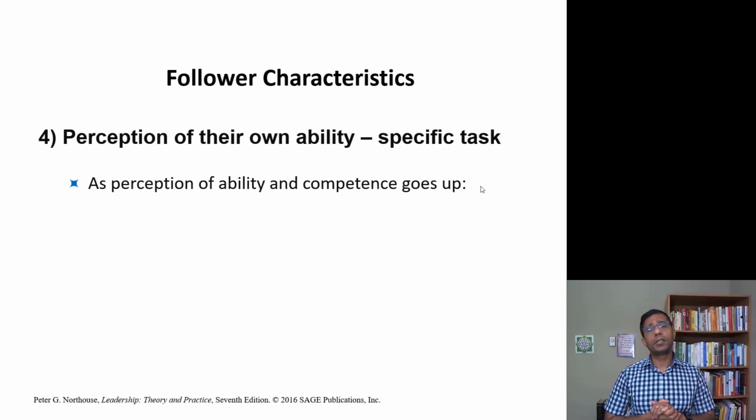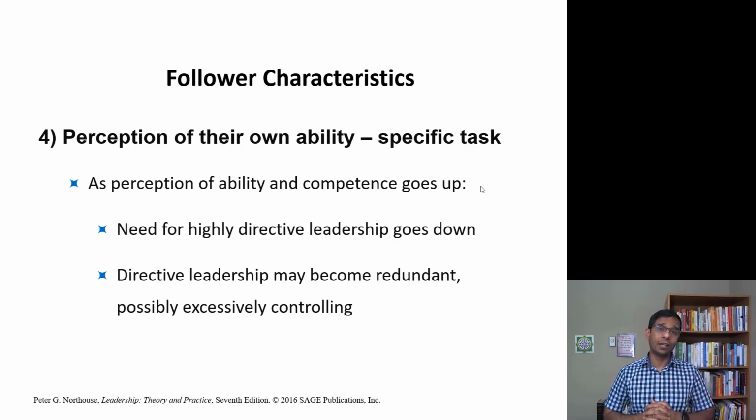The last category is perception of one's own ability to get a job done, to complete a specific task. Nothing but self-efficacy. If you have high self-efficacy, you have high confidence in your ability, in your skills, that you can get a job done. How should you be leading people who have high self-efficacy? What is recommended is you reduce the extent of directive leadership behaviors with such followers. Why? Because they don't need your direction. They already have high confidence that they can get things done. So directive leadership behaviors become redundant.